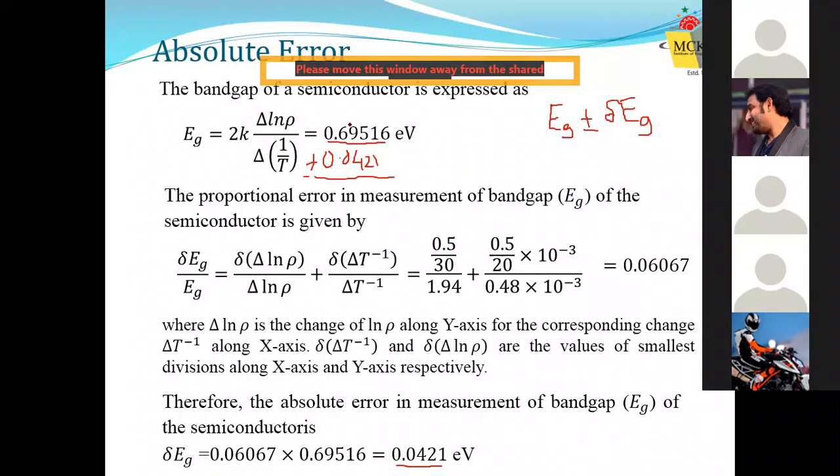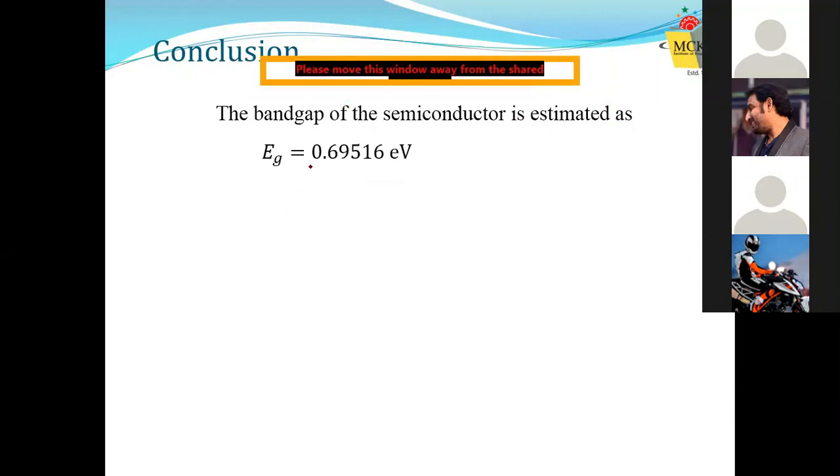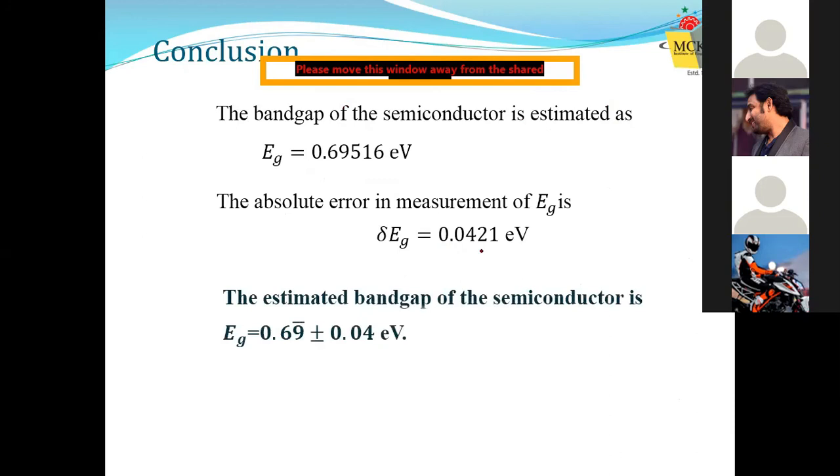I am not sure about 9. So if I'm not sure about 9, I cannot write it afterwards. So I'll have to truncate with 9. I cannot write after this. And even for 9, I am not sure. I'm sure about 6. Is it okay? So what do you get? So this is Eg according to your calculator. The absolute error is this. So the estimated band gap is 0.6 with a 9 bar plus minus. You even truncate this up to 2 decimal digits because this is where it is affecting. So this is your estimated band gap of the semiconductor.